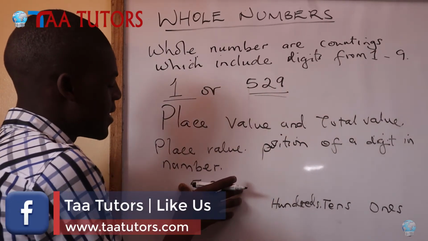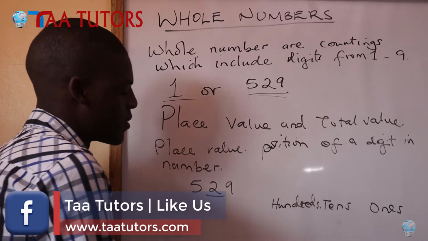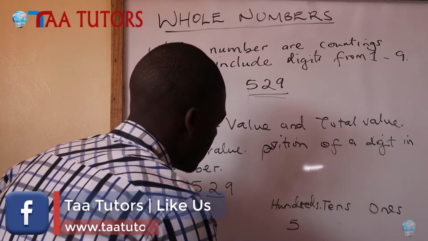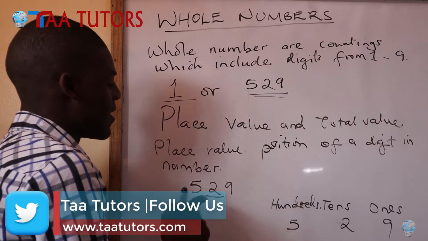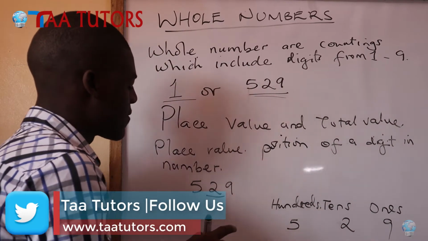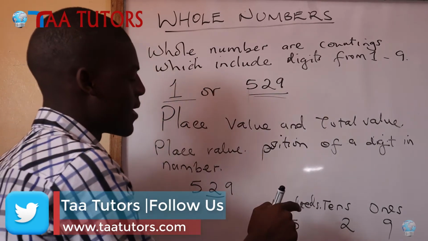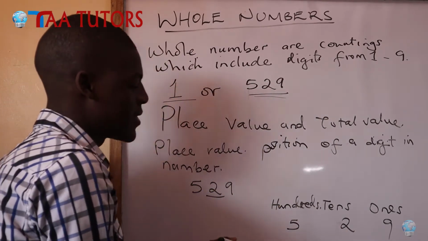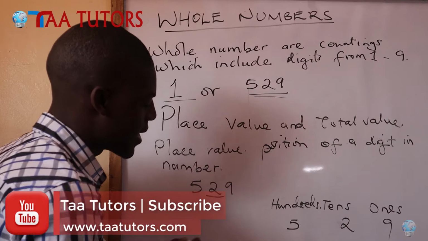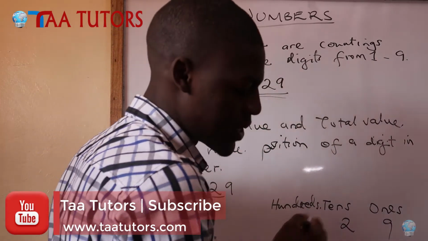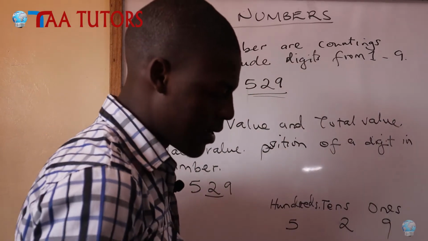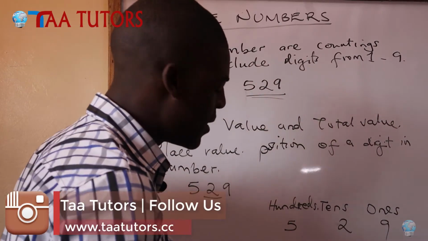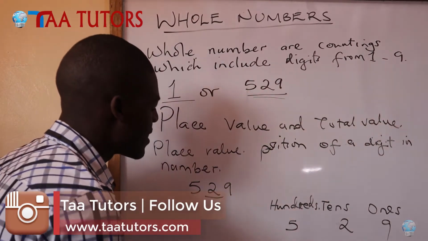If we were to arrange this number according to its place values, we will have 5, we will have 2, and 9. So the place value of 9 in this number is ones, and the place value of 2 in the number is tens. The place value of 5 in the number is hundreds. That's why we read it as 529.